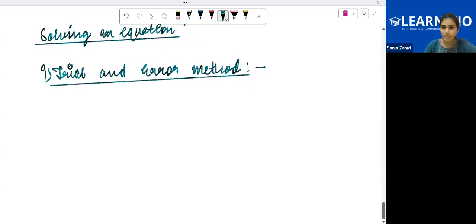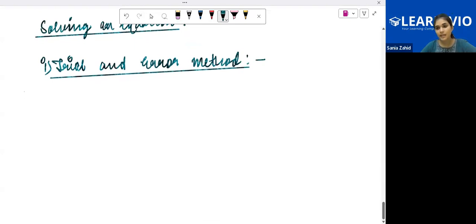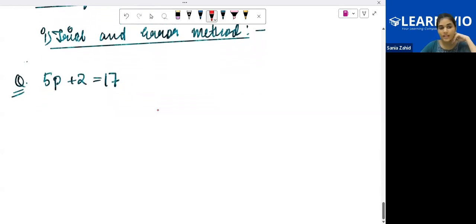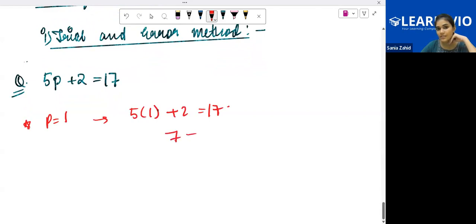So the trial and error method says that just keep guessing the values of the variable and whatever fits, that is your answer. Like consider 5p plus 2 is 17. In this, I have to find a value of p so that the equation is satisfied. Let us consider p is 1. So 5 into 1 plus 2 is actually 7, which is not equal to 17. That means my assumption is wrong.